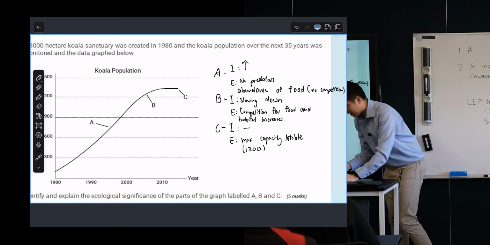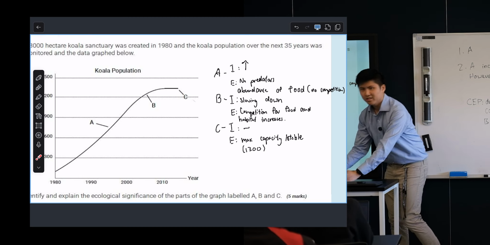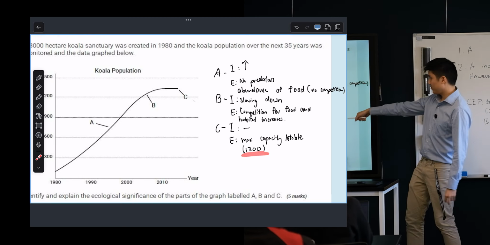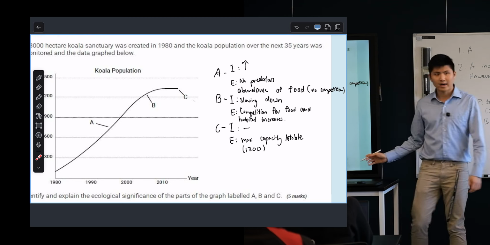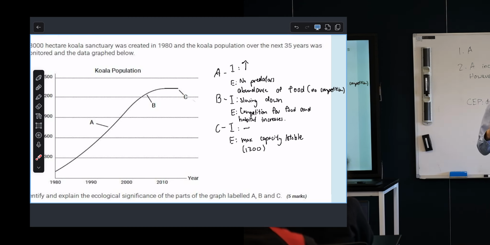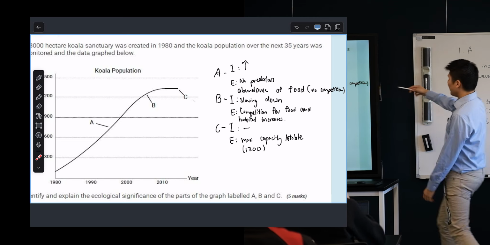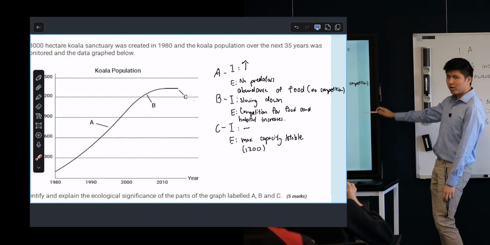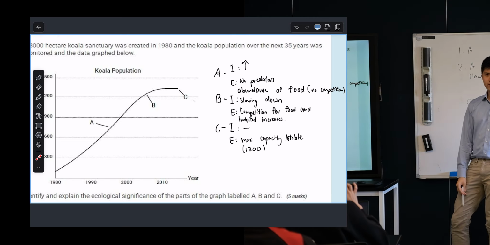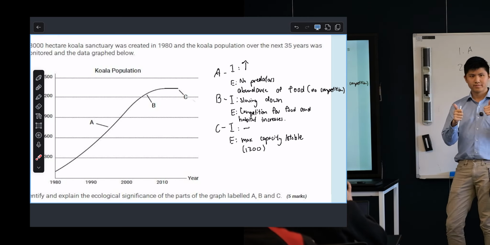Actually, to be fair, I've also included the number, just so I'm clearly referencing the graph. So I've written 13,000 there. But again, I'm going to sound like a broken record, right? Make sure you're talking about the trend and then you're explaining the trend with your understanding of the content. Cool? All right.